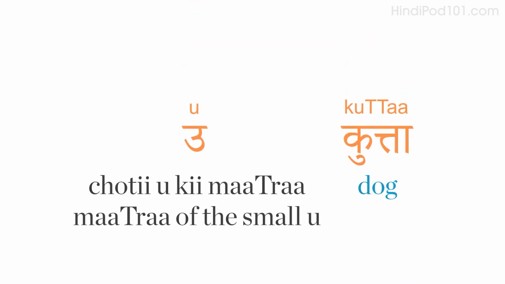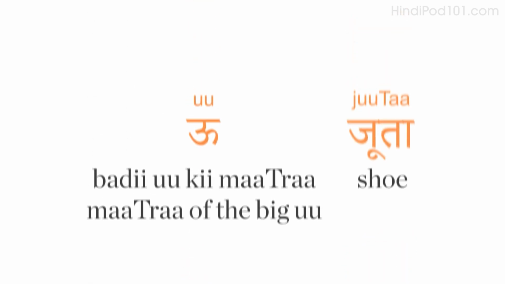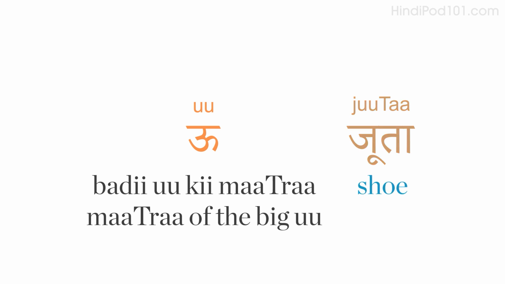Here's another word. Dog, Kutta. Notice this matra on the letter K. This is the choti U ki matra or matra of the small U. This matra makes K, Ku. Let's now look at shoe, Juta. This matra below the letter J is the badi U ki matra or matra of the big U. This matra makes J, Ju.